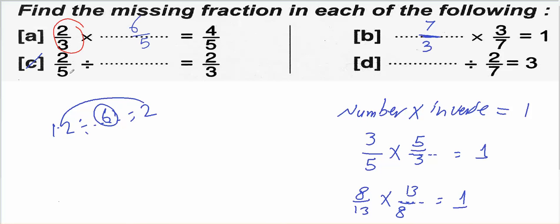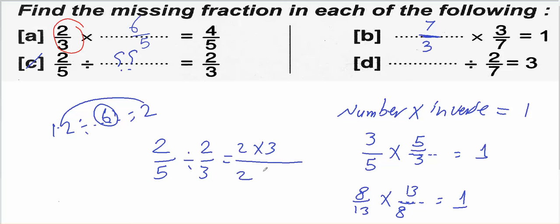Here also, 2 over 5 divided by what equals 2 over 3? We can divide the bigger number by the quotient. Yes, 2 over 5 divided by 2 over 3. We can do cross multiplication. 2 times 3, 2 times 5. 2 divided by 2, 2 divided by 2, you have 3 over 5. We can write here 3 over 5.